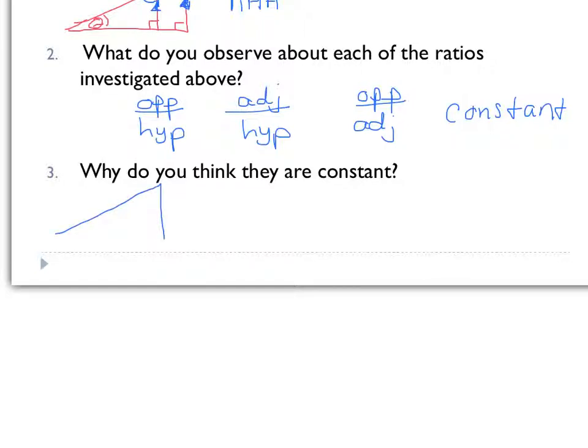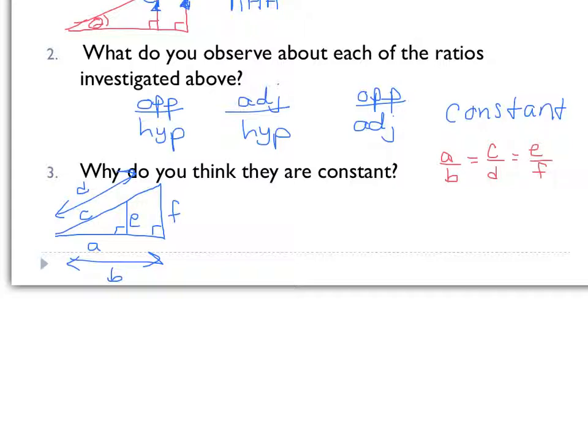So let's draw the triangles. I'm going to call the sides A, B, C, D, and E and F. We know that because they are similar, the sides are proportional. So A is to B as C is to D as E is to F. And we did a lot of work on that relationship earlier in the year.